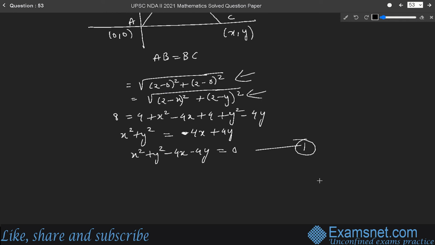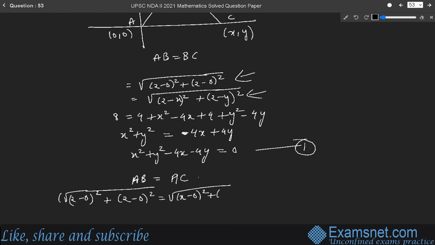We know that an equilateral triangle has all sides equal. So we can say that AB will be equal to BC and also equal to AC. Considering AB equals AC here, we can say that under root of (2 minus 0) square plus (2 minus 0) square is equal to under root of (x minus 0) square plus (y minus 0) square.